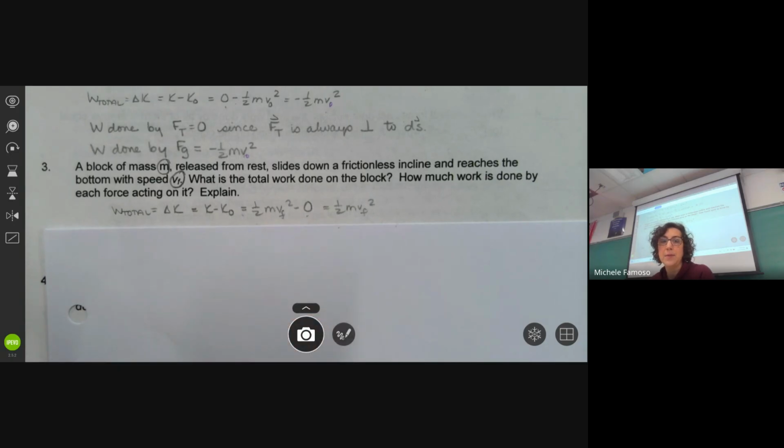Now, how much work is done by each force acting on this block? I'm going to give you a hint. First, you got to tell me what the forces are. There are two of them acting on this block. Name the two forces acting on this block. Jackson, can you tell me? Gravity. And that's right. How much work, the other Jackson, is being done by the normal force?